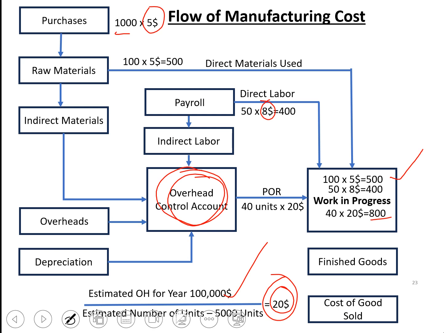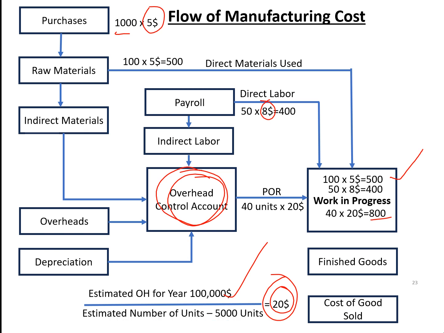And the credit is going to be how much we have transferred to work in progress, or we will see how much we applied to production. So the word application is important. We applied $800. Now we know that total cost is going to be 800 plus 400 plus 500, so it is $1,700. So now you have $1,700 you totally spent for making these 40 units of product A, and everything is now in work in progress.